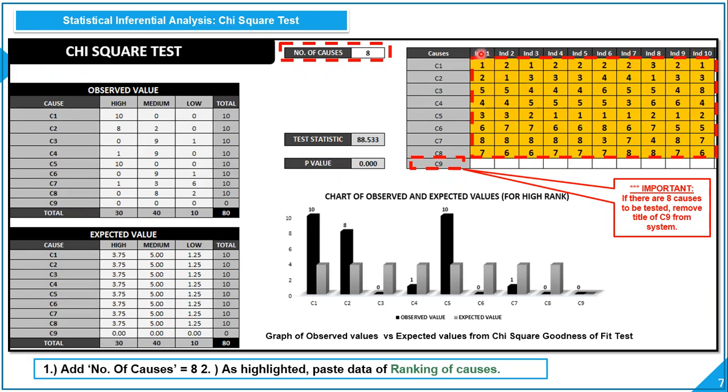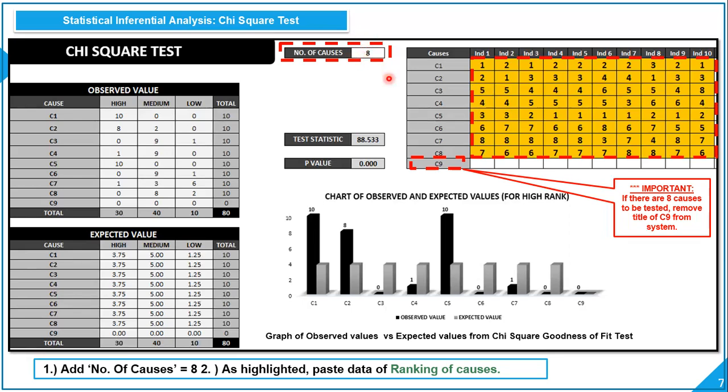So you could see individual 1 to individual 10, cause 1 to cause 8. This is the title of cause 9, where we don't have anything over here. It's blank, so we're going to remove this C9. Important: if there are 8 causes to be tested, remove the title of C9 from the system, which we did in our previous version of chi-square as well. We also need to put the number of causes over here.